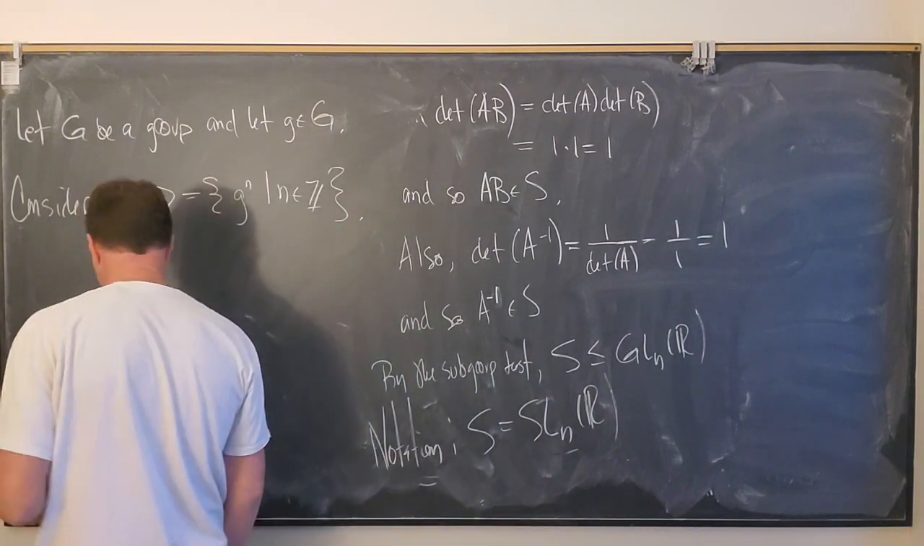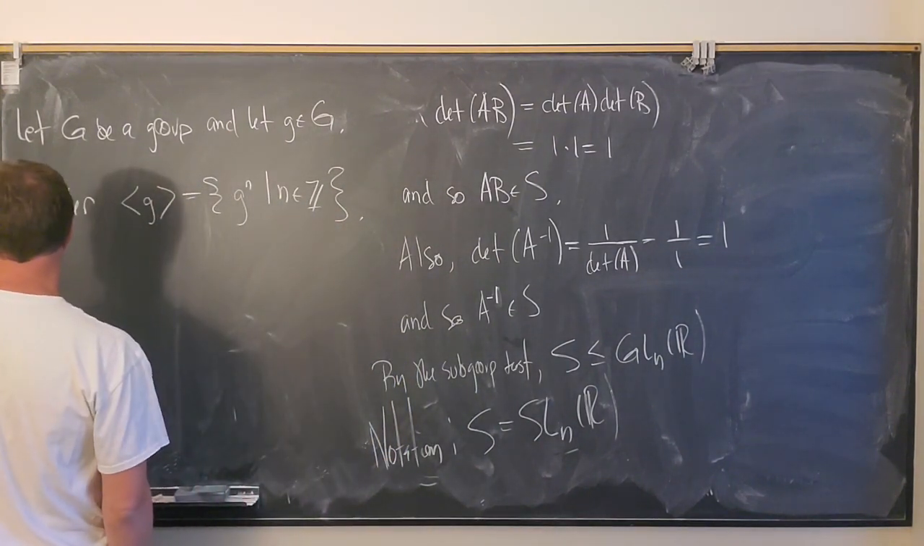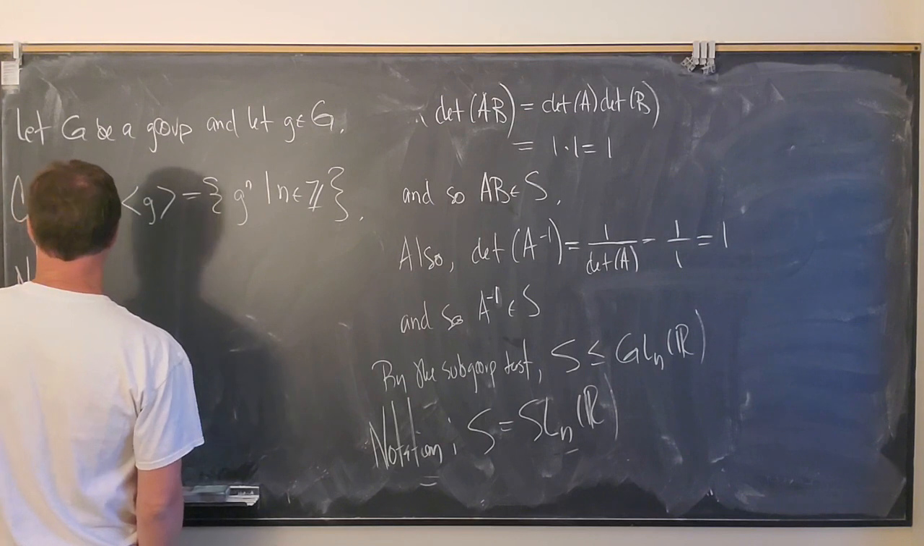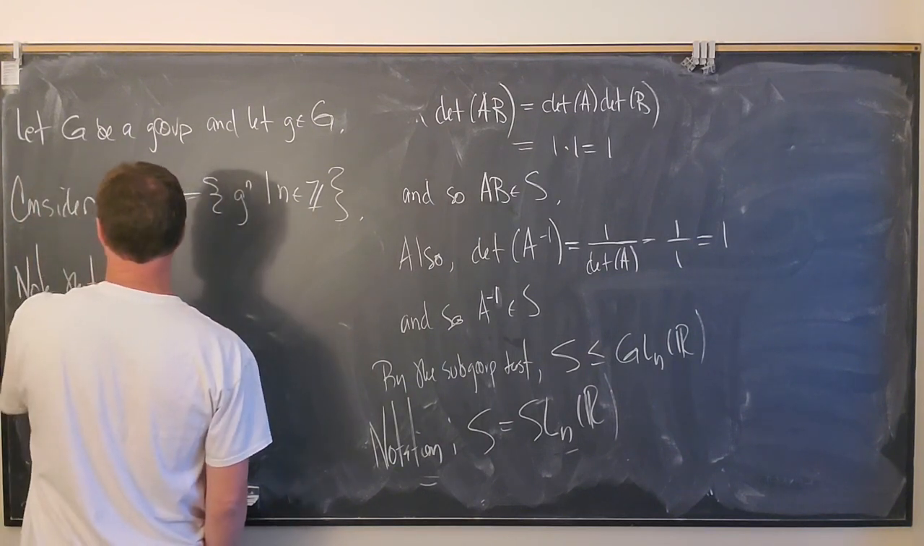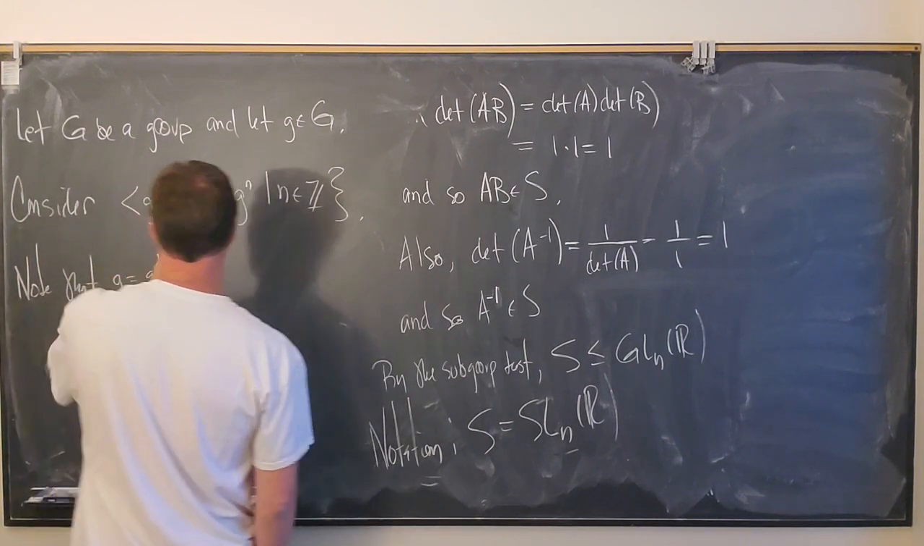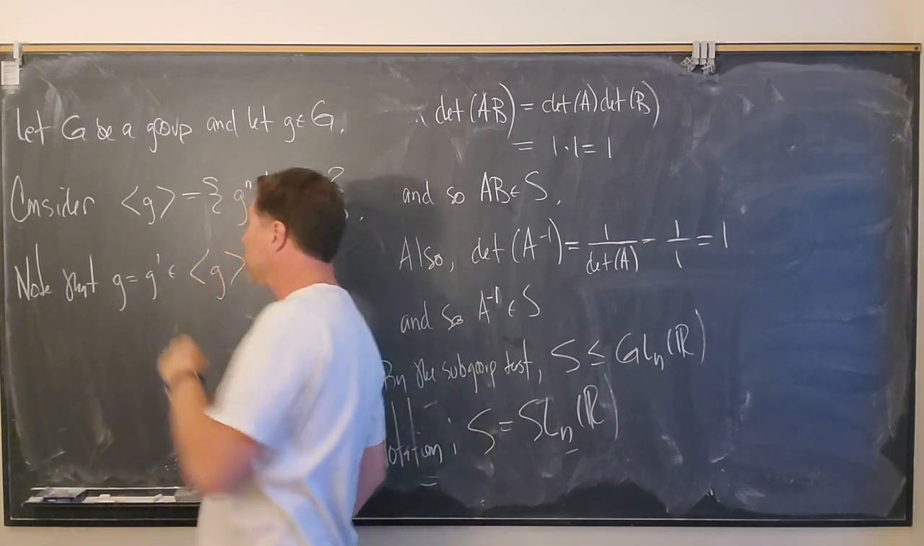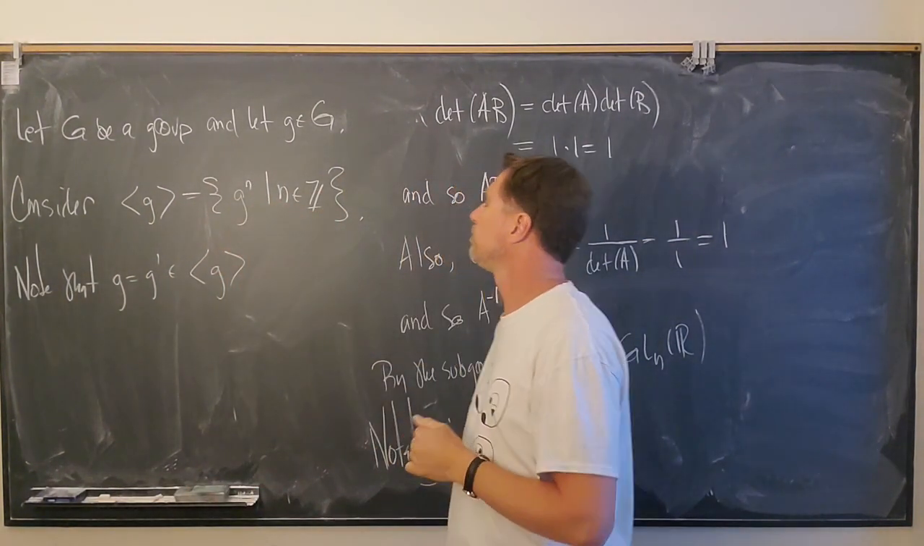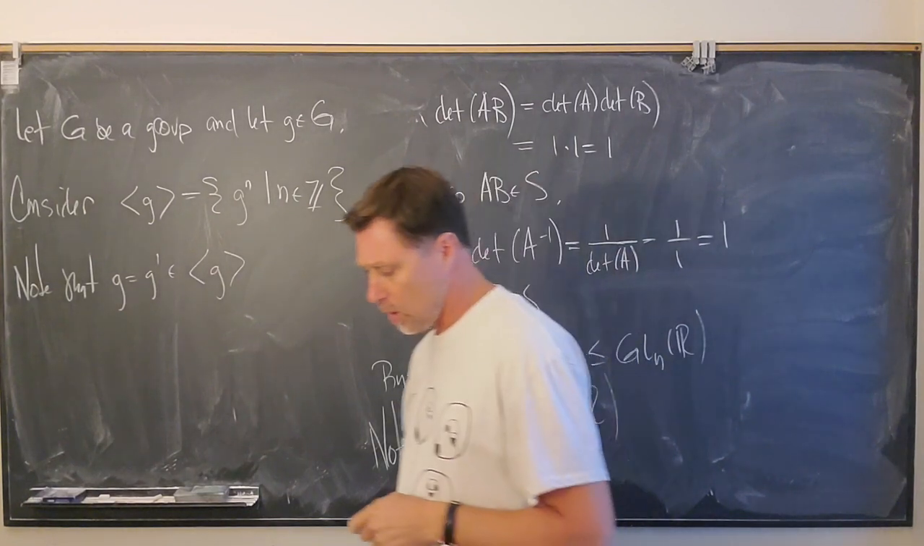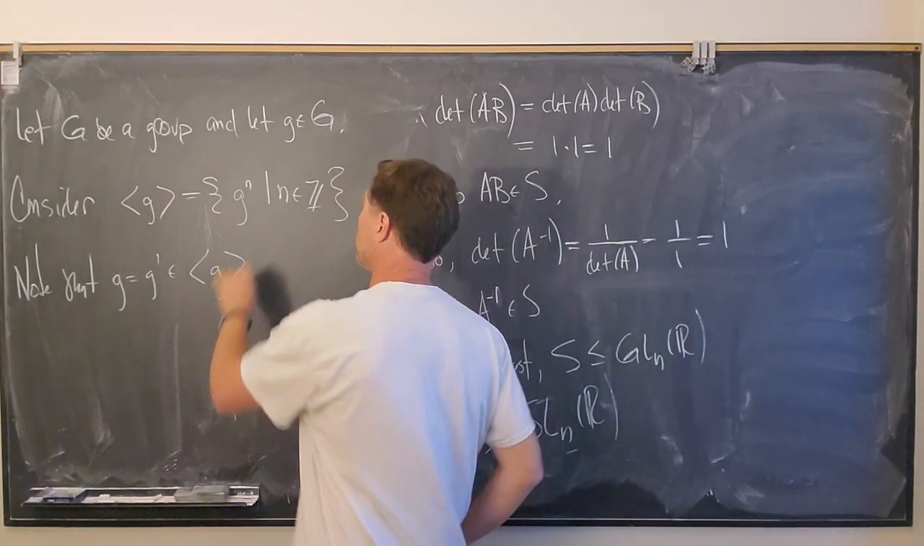So let's just notice a few things here. First note that g, that's g to the 1, which is definitely an element of angle bracket g. So little g itself lives in this set. So what does that mean? That means it's not empty.